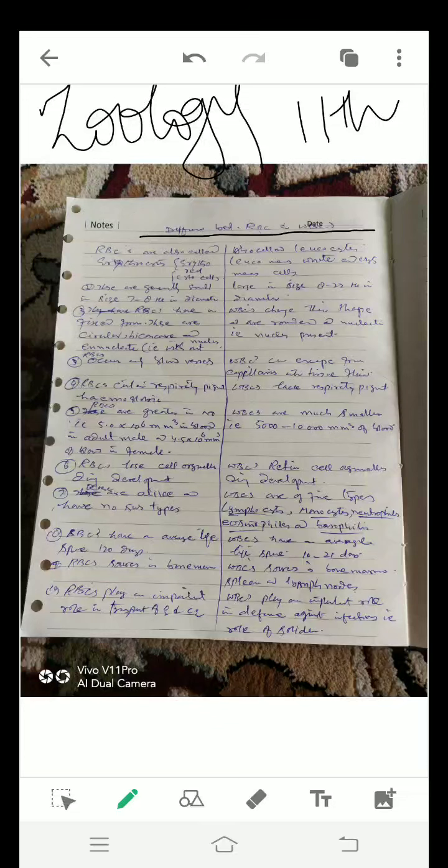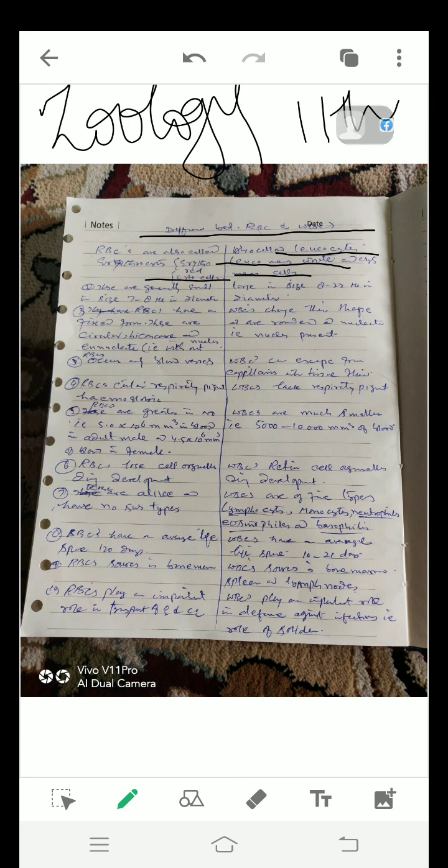Red blood cells are also called erythrocytes. Erythro means red and cyto means cells. White blood cells are also called leukocytes. Leuko means white and cytes means cells.